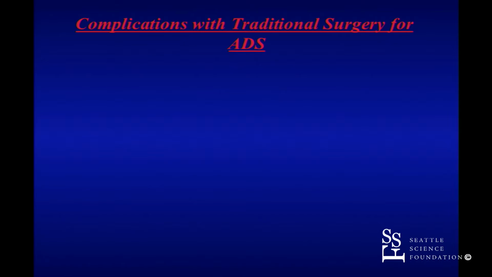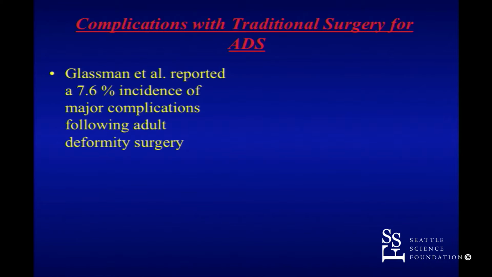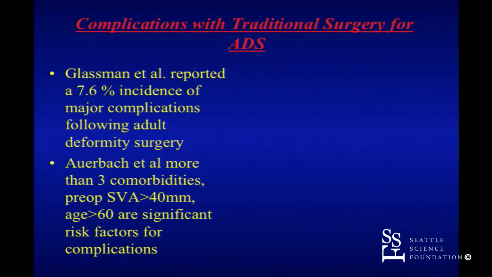And there's a huge benefit of it when we look at the complications that we have with traditional open adult deformity scoliosis surgery. Glassman did a paper, and they reported an 8% incidence of major complications. And that's on the low end of all the reports. They talk about major complications being PE, death, and more than 4 liters of blood loss. So it's pretty significant. Auerbach did a study where he looked at what leads to complications. If patients have more than 3 comorbidities, a pre-op SVA greater than 40 millimeters, or an age greater than 60, these are significant risk factors for complications.